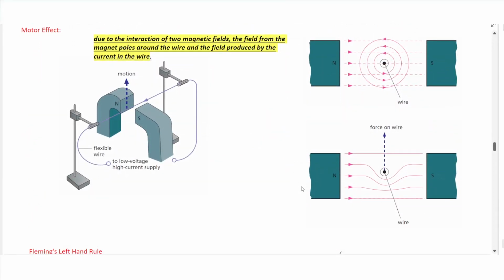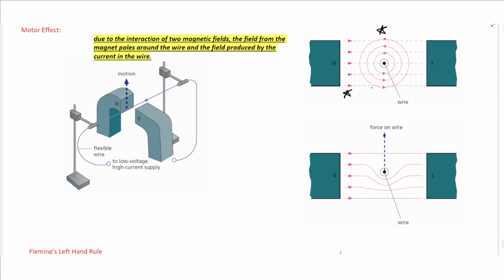Now, if you place a wire carrying a current inside a magnetic field, for example, the wire here is in between two magnetic poles, north and south, you have two magnetic fields interacting. One from the wire, which is concentric circles, like the ones shown here, and one uniform field from the magnets. These two fields interact and create a force.